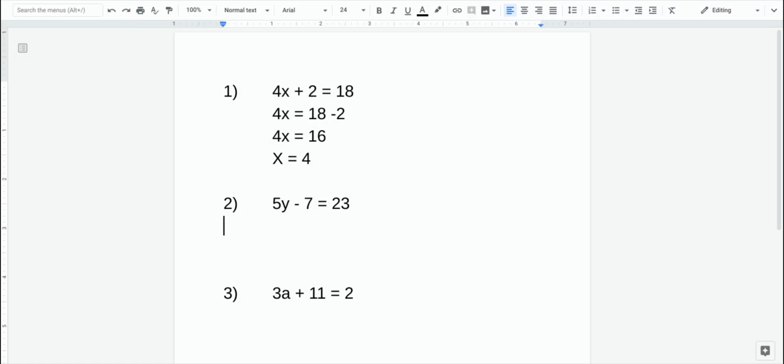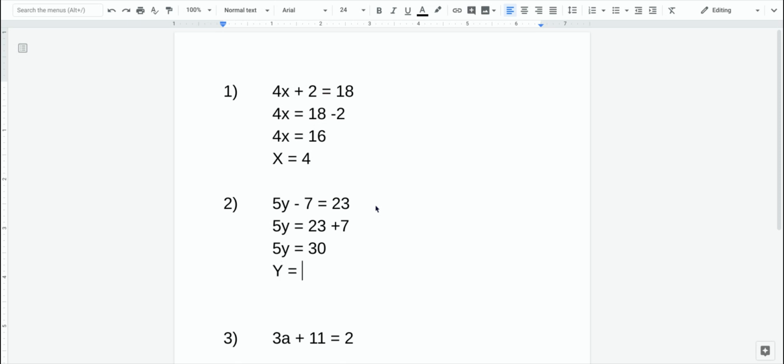We'll look at the second example. This time it's 5y minus 7 equals 23. Using the inverse method, with 5y you have to get rid of minus 7. To get rid of minus 7, the inverse is add 7. So that means it's 23 plus 7. Using your addition, you should know that 5y is then equal to 30. 5 times something is 30, so y must be equal to 6. Hopefully I'm not going too fast. Pause the video if you need to.